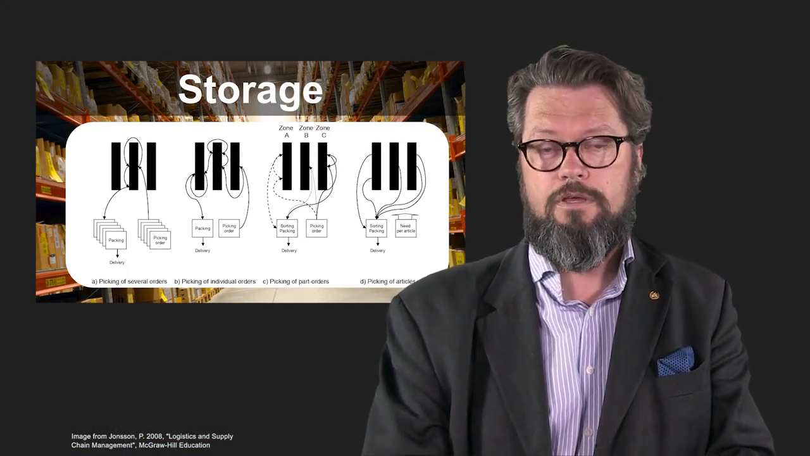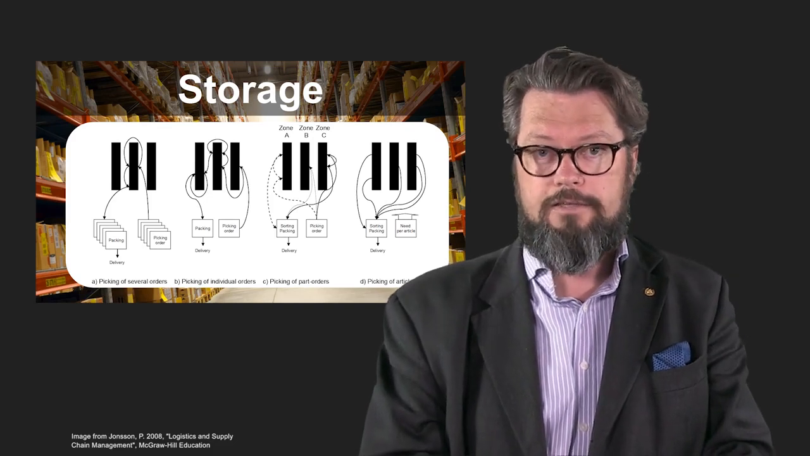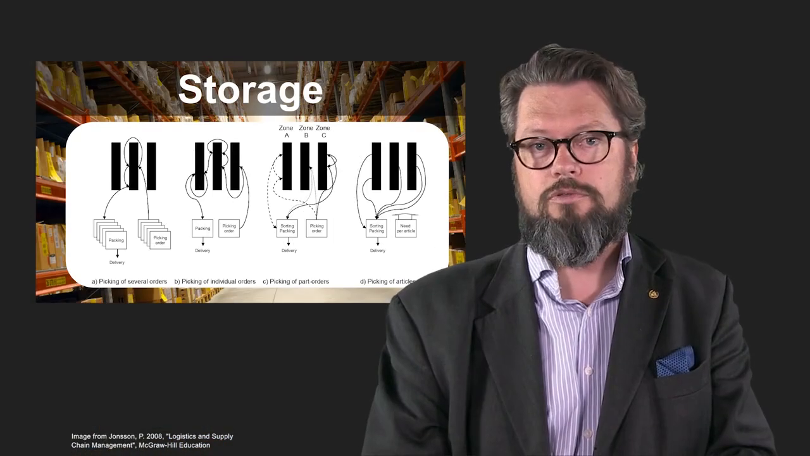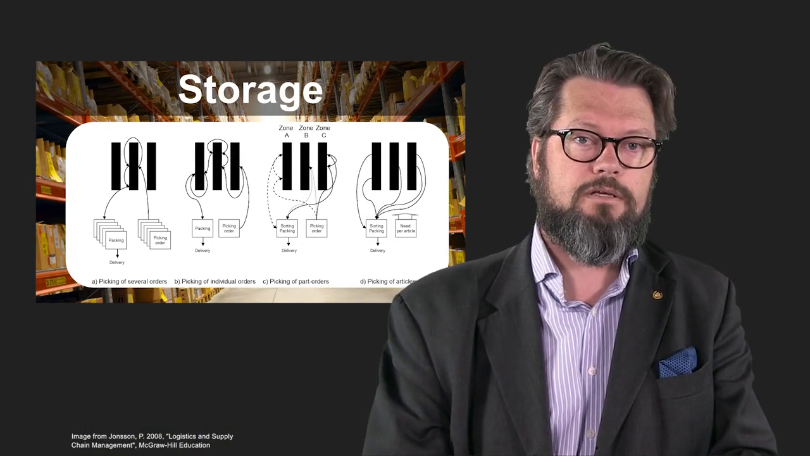zone. And the fourth example here is when you have a single item being picked and transferred directly to, for instance, production or further transport to where it's needed. And this is not order-based, but rather article-based picking.